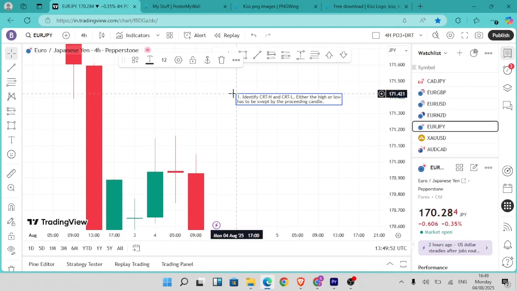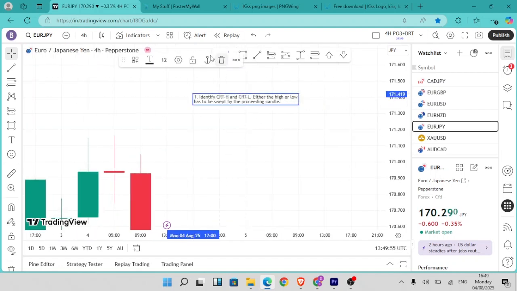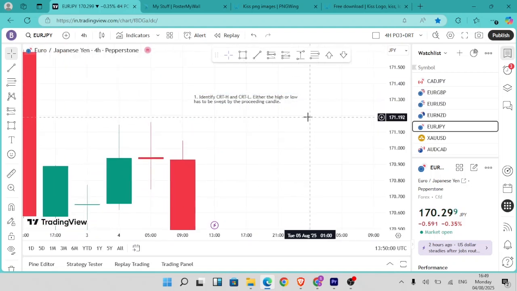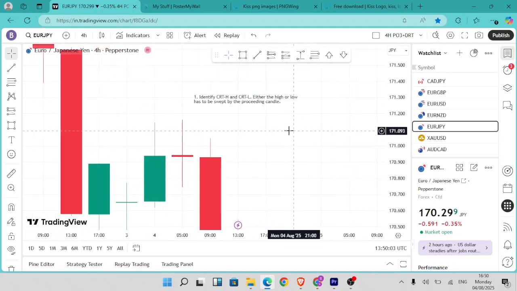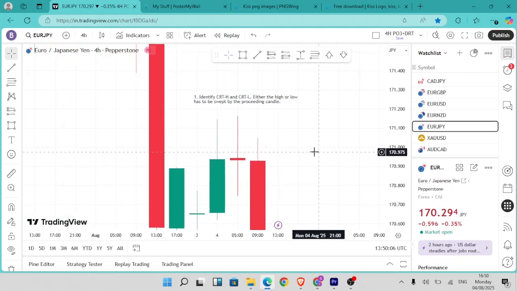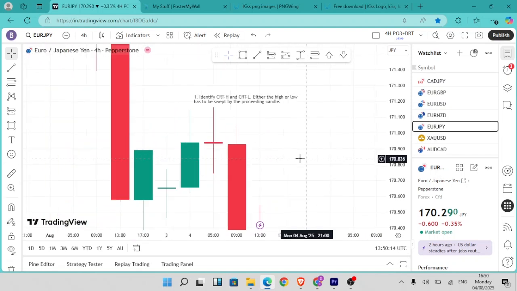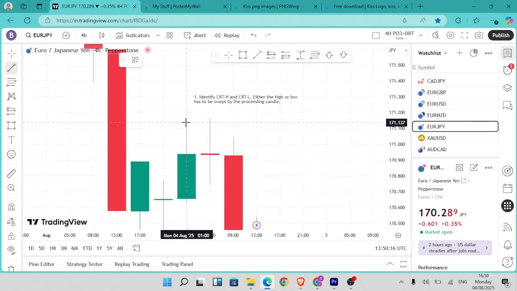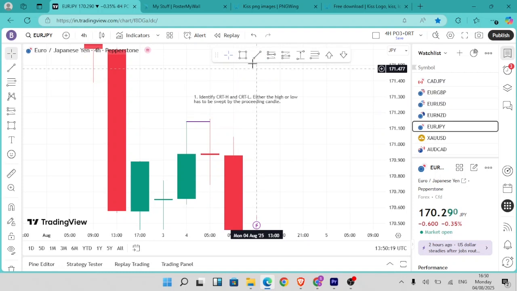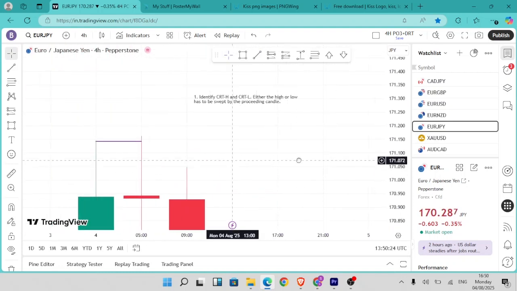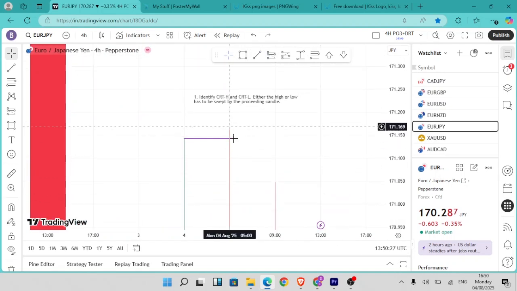Another way of looking at the CRT high and CRT low is just the power of 3, or ICT is the power of 3, in which case the first candle gives you accumulation, the second candle manipulates the first candle, and the third candle distributes. So in our case we have this CRT high and CRT low, right? And you can see the preceding candle swept the high of this previous candle or the CRT high.